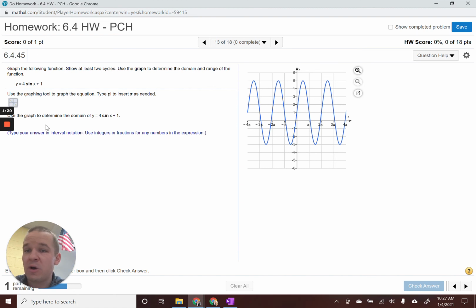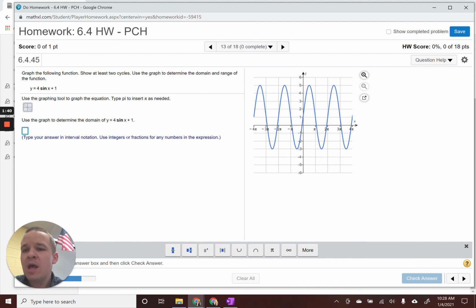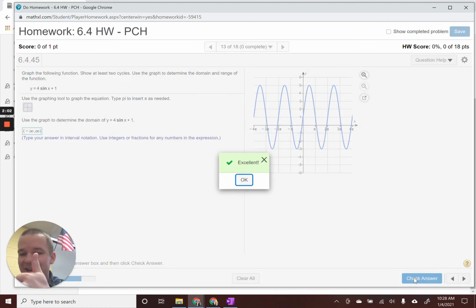It says, use the graph to determine the domain. Sorry, I had to adjust my window a little bit because I could not see the little box due to my screen recording application. All right, so what's my domain of this one? Well, it just continues on forever and ever, right? It's a sinusoidal function, so it is going to be from negative infinity to infinity. So negative infinity, comma, infinity. That would be my domain, right? And I would be using parentheses there. I can't include infinity. So we're going to check my answer. Excellent. Positive reinforcement makes us feel good, once again.